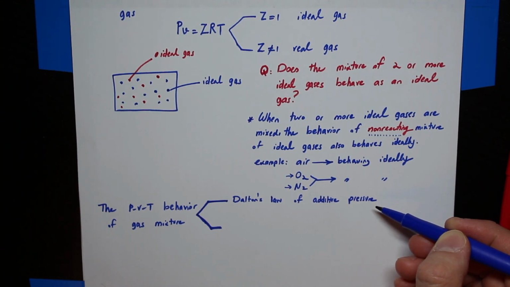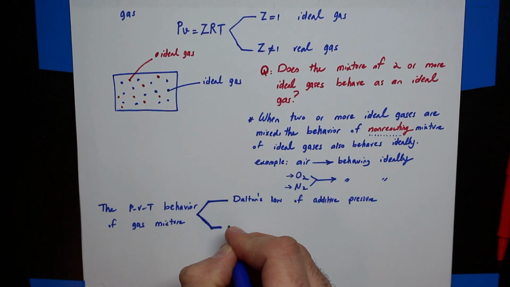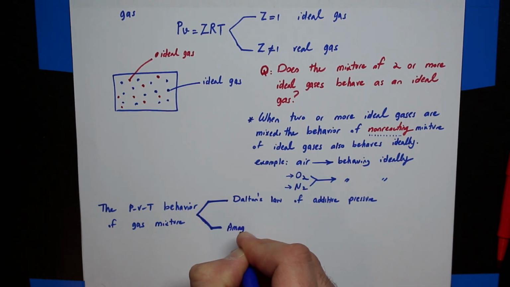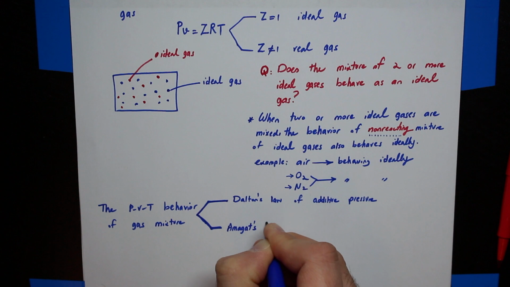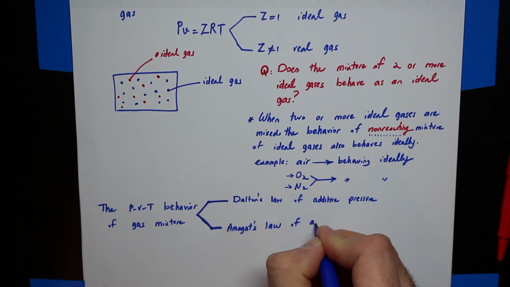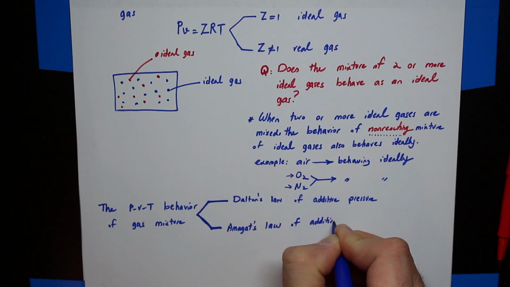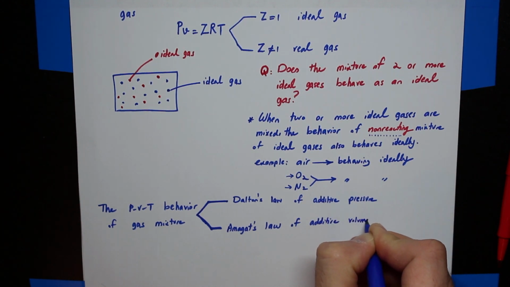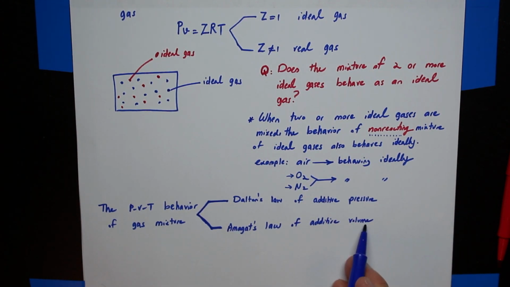We can also look at their volume, okay, and that will form Amagat's law of additive volume. So what we are doing in this approach is, in order to obtain the volume of the mixture, we are adding up the volume of each component to obtain the volume of the mixture.